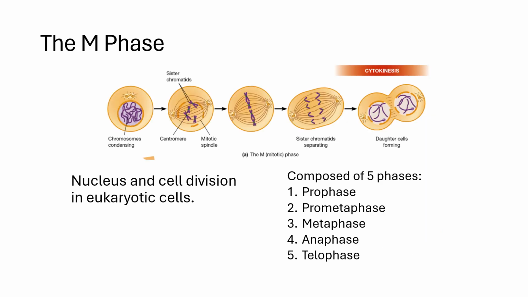Let's begin with M phase, the nuclear and cell division of cells. As mentioned before, the M phase is broken up into five subphases: prophase, prometaphase, metaphase, anaphase, and telophase. In this slide, I've provided a quick chart on how the flow of the M phase works from the beginning to the end.